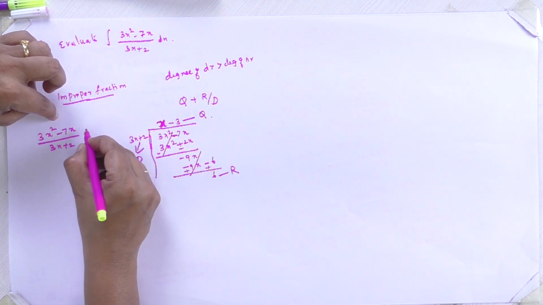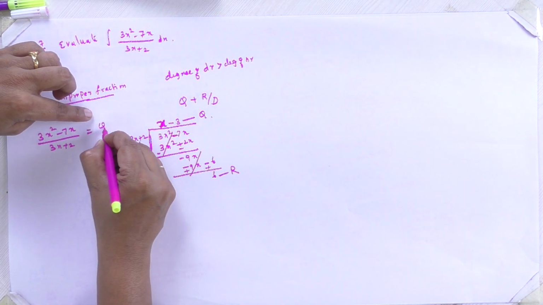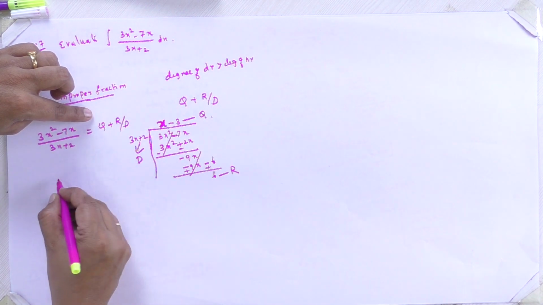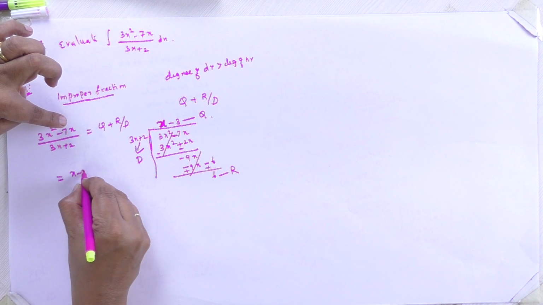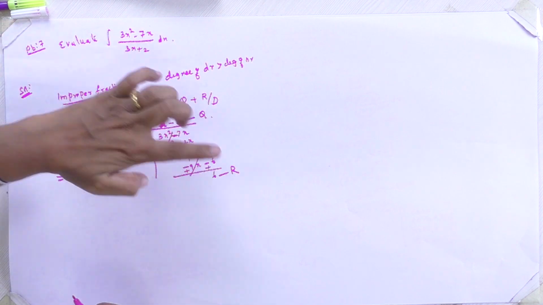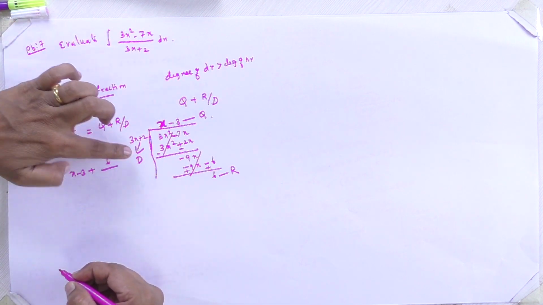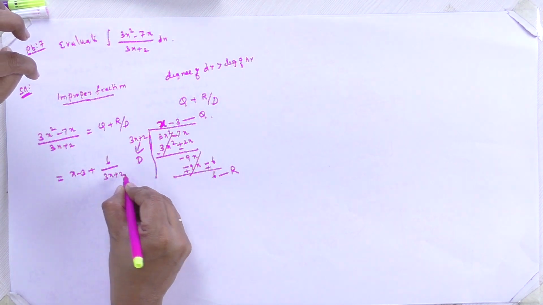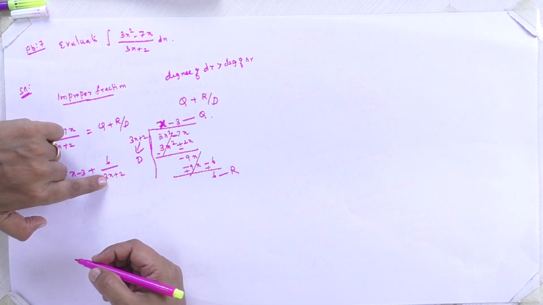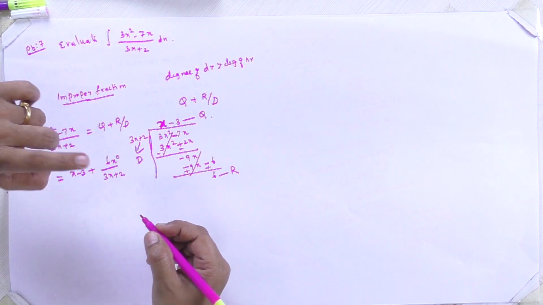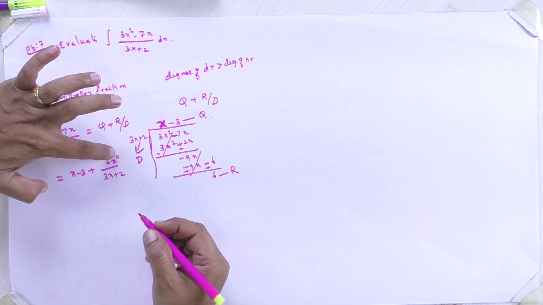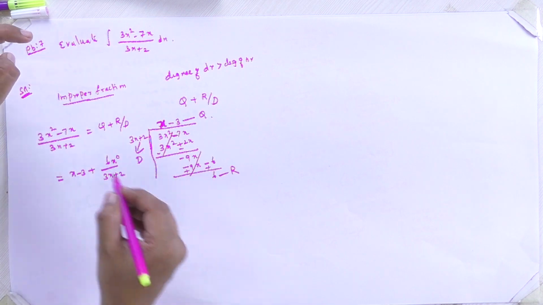So our formula for an improper fraction is quotient plus remainder divided by divisor. Say our quotient is x minus 3, plus the remainder 6 divided by the divisor 3x plus 2. Now we see this is degree 1. Here the degree is x power 0, anything power 0 is 1. So 6 into 1 is 6. So the degree is 0 here, the degree is 1.